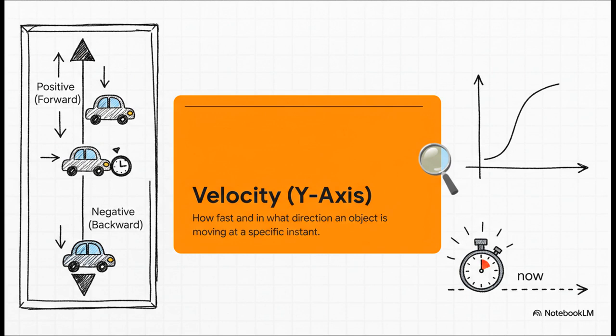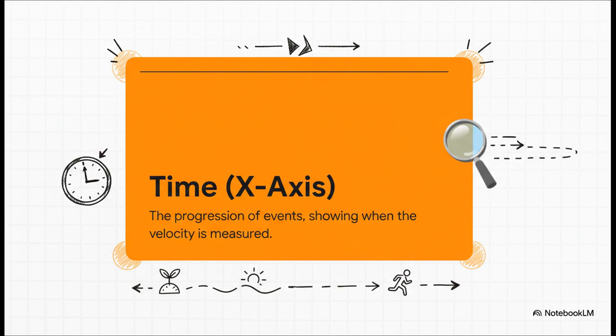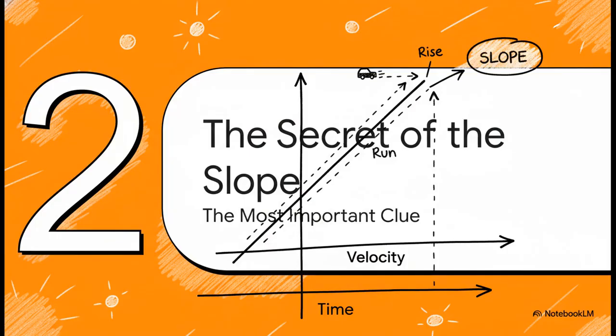It's not telling you where the object is, it's telling you how fast it's going and in what direction at one specific single moment in time. Think of it like a car's speedometer. And the horizontal x-axis? Well, that's way more straightforward. It's just time, ticking along. It gives us the when for every single velocity measurement we see on the y-axis. Simple enough, right?